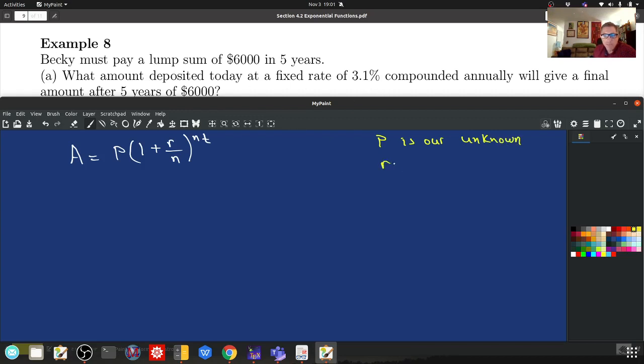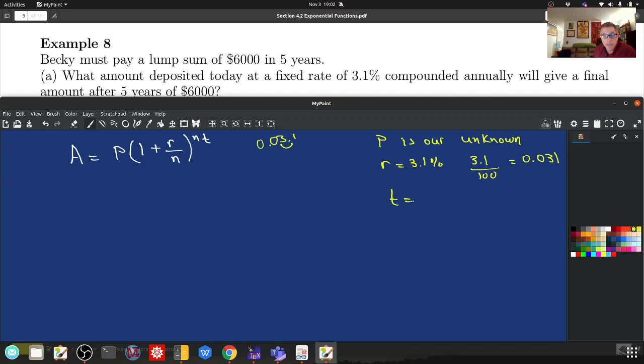Our rate, which is fixed, is 3.1%. Now if you're okay with doing this, you can either write that as 3.1 divided by 100, or simply move the decimal 2 places to the left to get 0.031. So here it is, 3.1. That's one place. I have to add a 0 to move another. Then I put the leading 0. It doesn't matter. It's compounded annually.